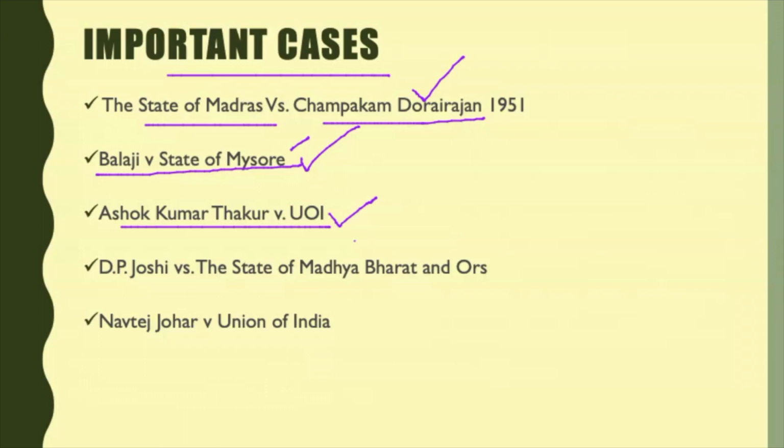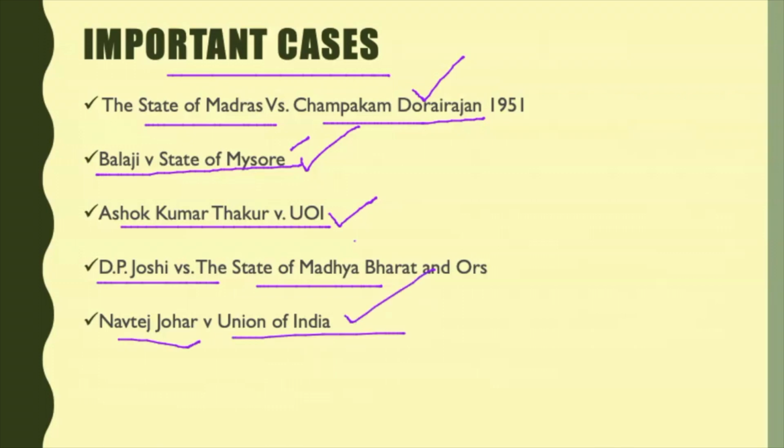Now another important case will be D.P. Joshi versus the State of Madhya Bharat. In this particular case, the court distinguished between place of birth versus place of residence as a factor of discrimination. So if you read clause 1, it prohibits discrimination only on the basis of place of birth and not place of residence. So this case basically deals with whether the place of residence can be a factor of discrimination under your clause 1.